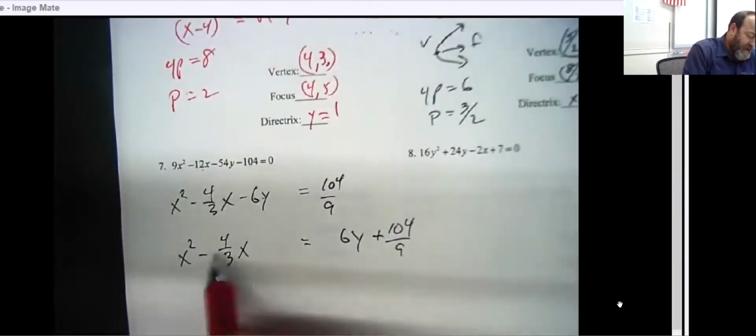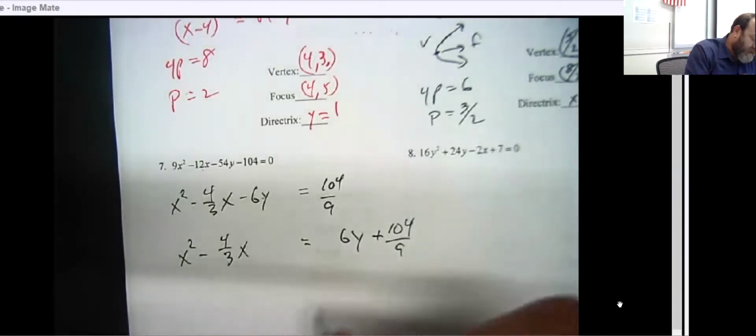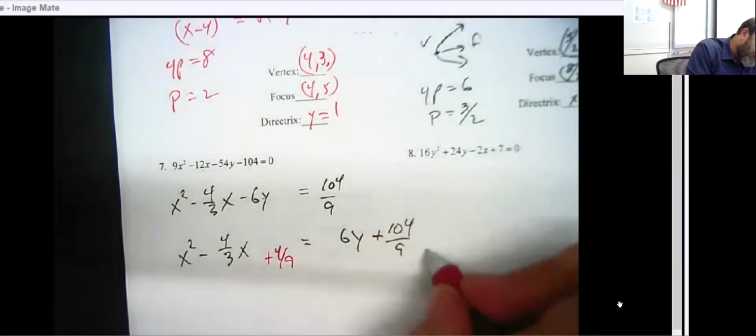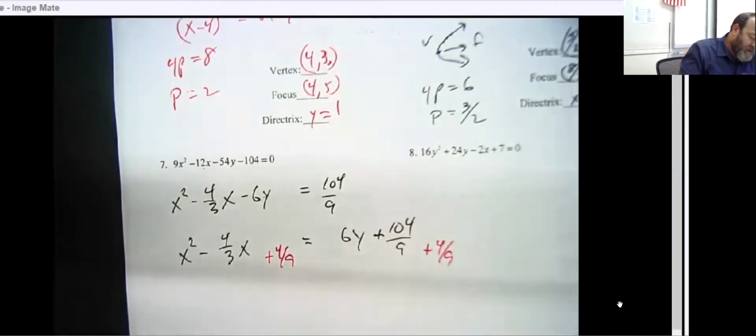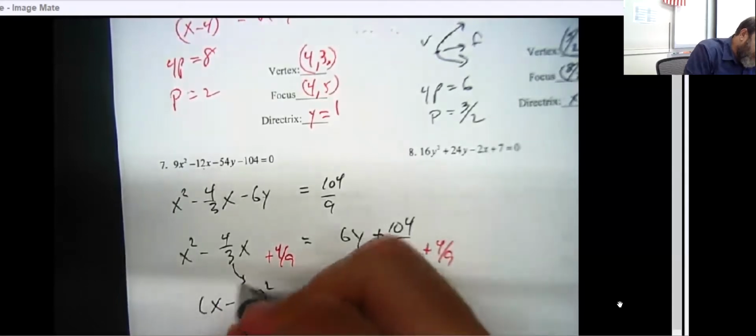We're going to take this thing right here, half of 4/3 is 2/3, and we're going to square that 2/3, and we're going to get 4/9. We're going to add that to both sides. So that leaves me with x minus 2/3 squared. Remember, this is the half.